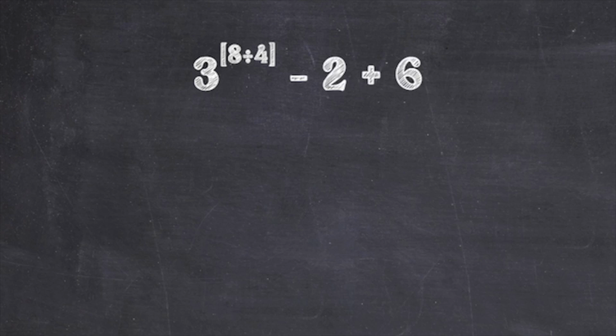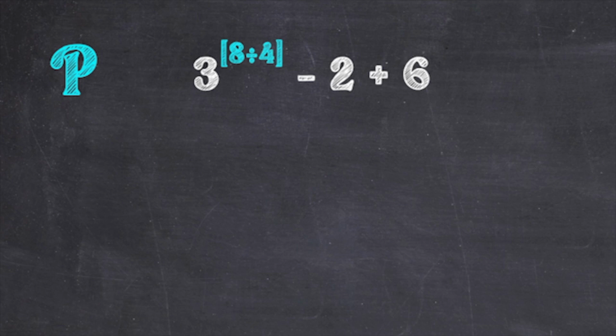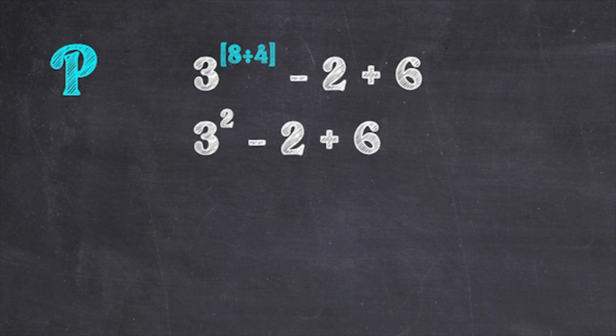Let's look at this one. 3 to the power of brackets 8 divided by 4 end brackets minus 2 plus 6. Let's start the order of operations. While there are no parentheses in this problem, there is a pair of brackets. In those brackets, we can see the expression 8 divided by 4, which is 2. So, we can replace 8 divided by 4 with a 2. We don't have any other brackets, so we can move on to exponents.